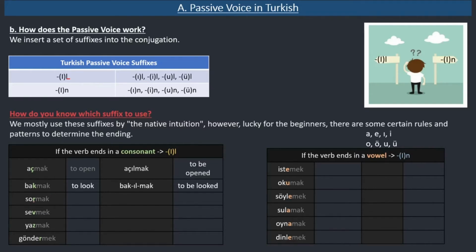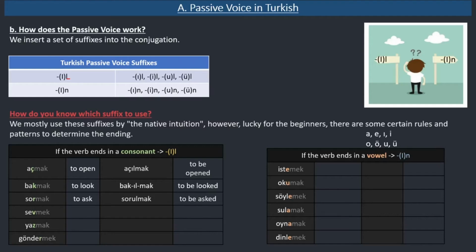So how would you say, like, sormak? That means to ask. Sormak, to ask. So sorulmak. You have to choose between these options, Havla. Not ıl. There's no ıl here. You have to choose ul. Tamam. Güzel. So yeah, it means to be asked.